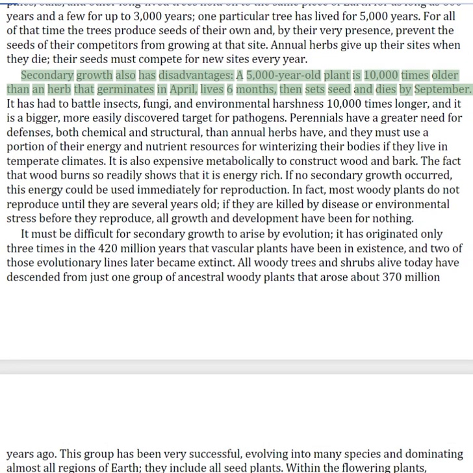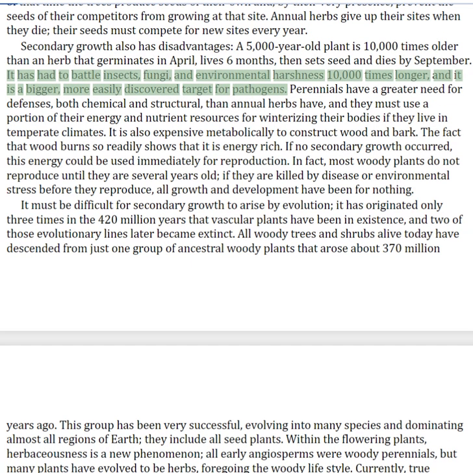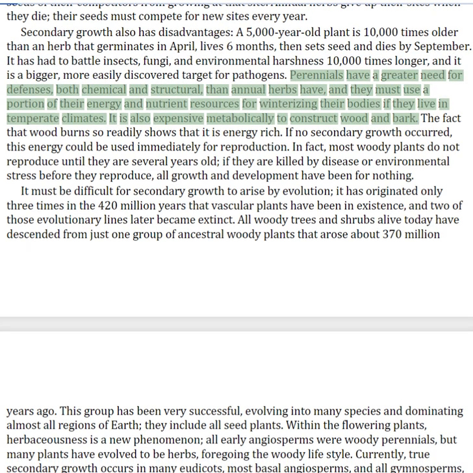Secondary growth also has disadvantages. A 5,000-year-old plant is 10,000 times older than an herb that germinates in April, lives 6 months, then sets seed and dies by September. It has had to battle insects, fungi, and environmental harshness 10,000 times longer, and it is a bigger, more easily discovered target for pathogens. Perennials have a greater need for defenses, both chemical and structural, than annual herbs have, and they must use a portion of their energy and nutrient resources for winterizing their bodies if they live in temperate climates.